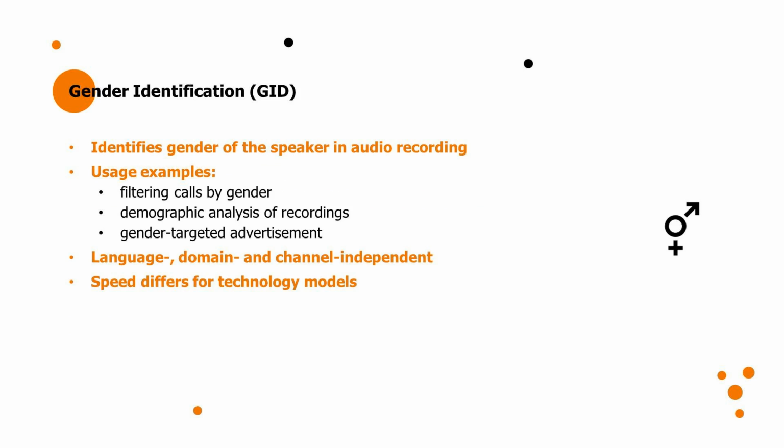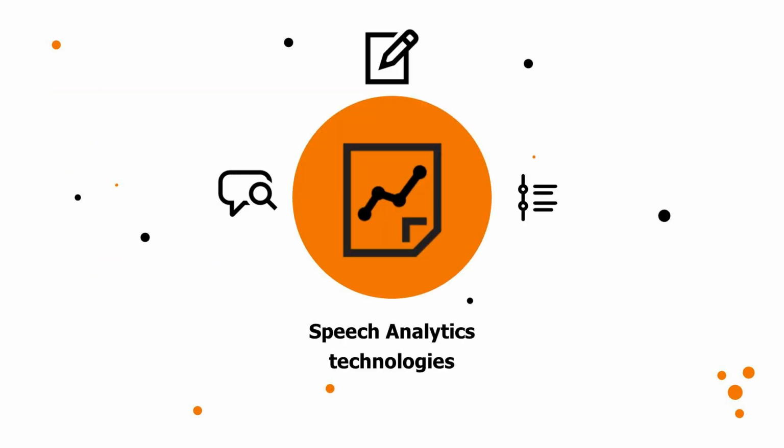Phonexia gender identification can recognize gender of the speaker speaking in an audio recording. It can be used for filtering or routing, for example in call centers, calls by gender, creating demographic analysis, or targeting advertisement to specific genders. Gender identification comes in more variants called models, differing in processing speed and accuracy, a fast but less accurate model and more accurate but slower model.